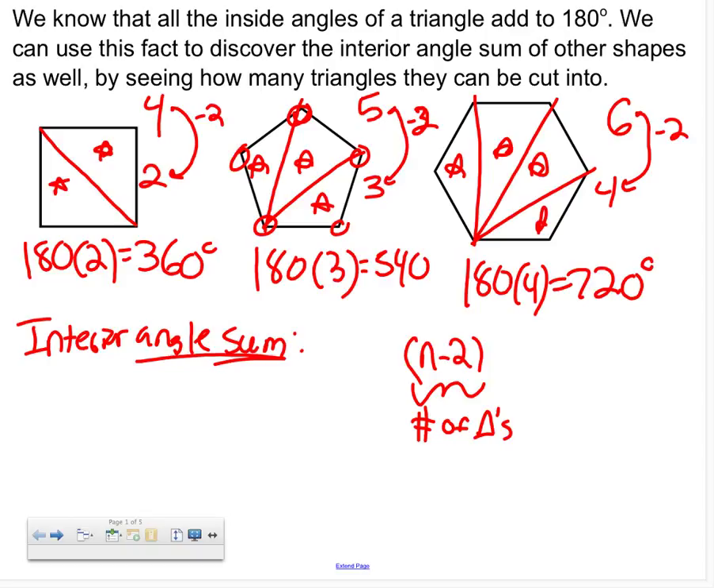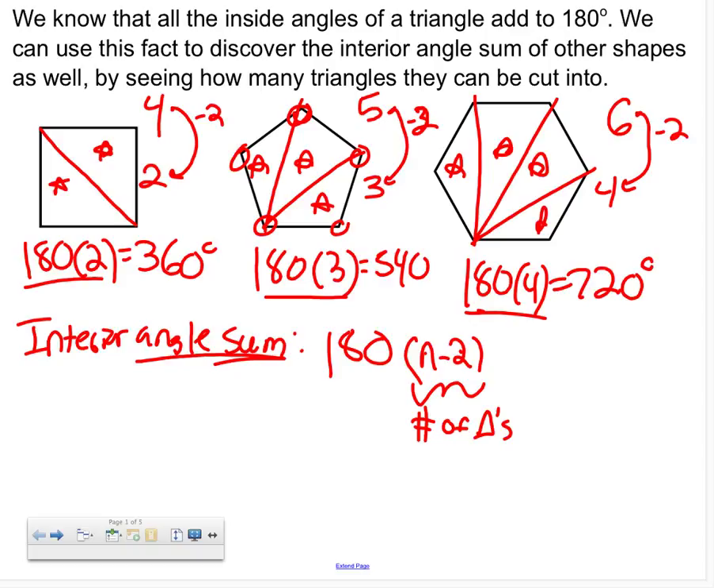To get the actual sum, I'm going to do my 180, which is exactly what I have written here, here, and here. To get the angle sum of any shape, you take 180 degrees times the number of triangles that the shape has. And to find the number of triangles the shape has, you take the number of sides minus 2. So that's where we get this formula from. It's the number of sides minus 2, that's the number of triangles, times 180, because each triangle is 180, and that will give you the angle sum of the entire shape.